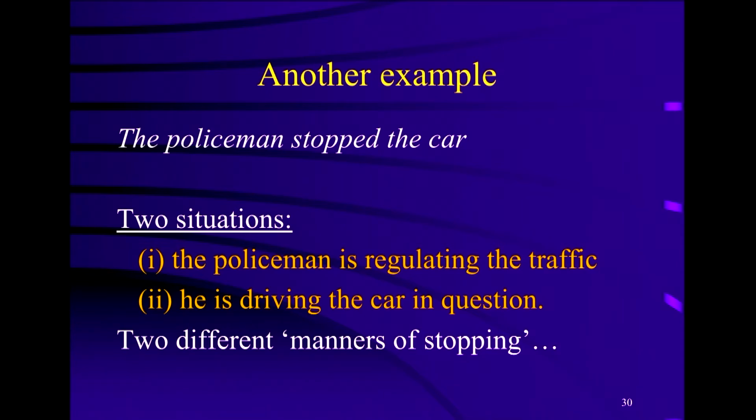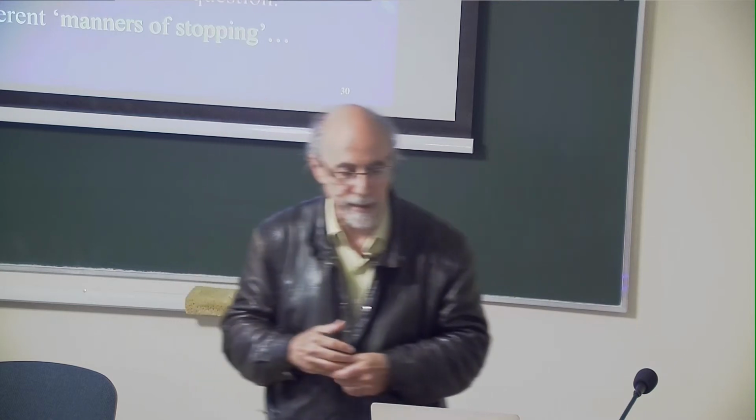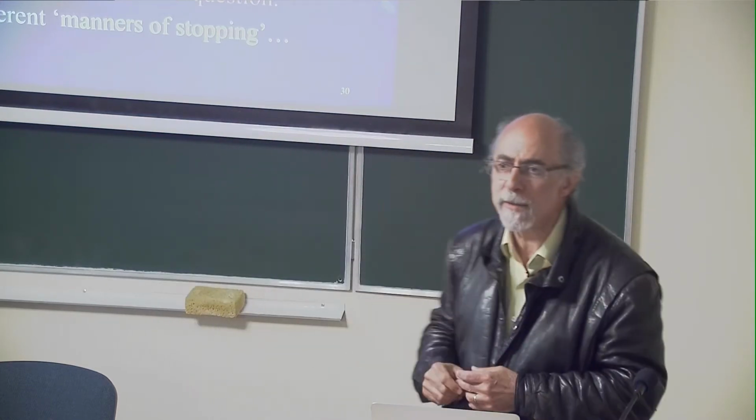Suppose that you have the sentence, the policeman stopped the car, in a context in which it's clear that the policeman is the driver. Then it means something different. The truth conditions are different. That is, the way of stopping is different. In the first case, the policeman stopped the car by signaling to the driver. In the other case, the policeman stopped the car by using the brake or something like this. So those are different manners of stopping.